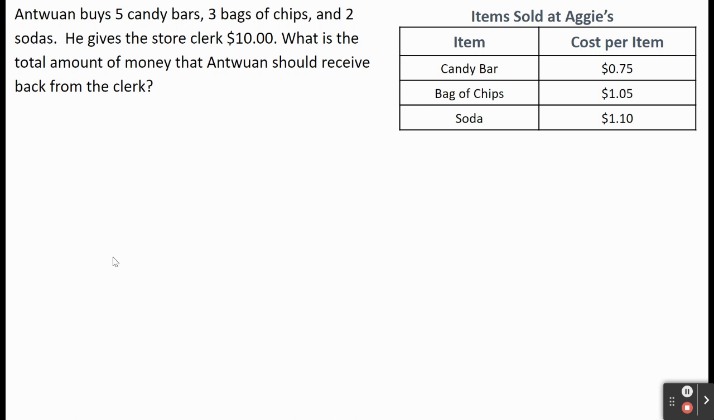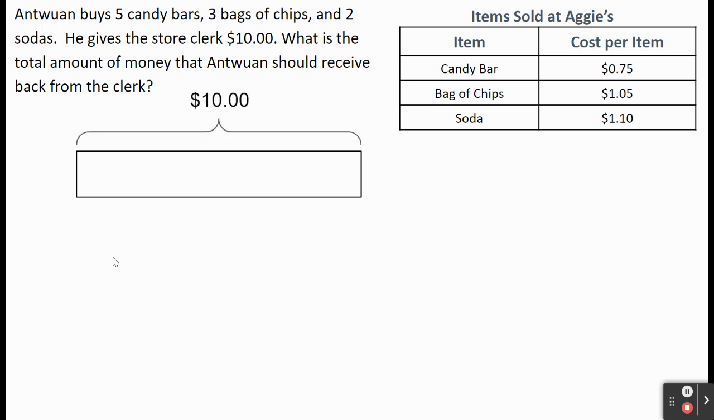Well, first we have to find out how much the total bill is going to be when Antoine buys all of these items. Then we can find out how much change he'll get back. So let's start by drawing a tape diagram. The total amount that he's giving the store clerk is $10. With this $10, he's going to buy candy bars, bags of chips, soda, and he's going to get change back.